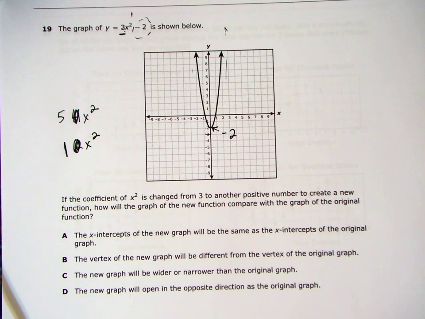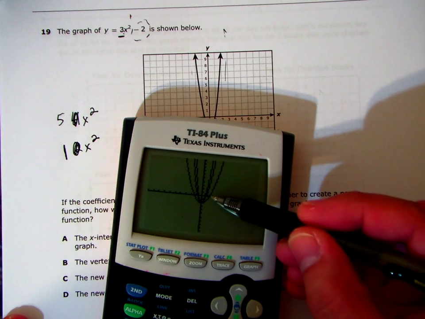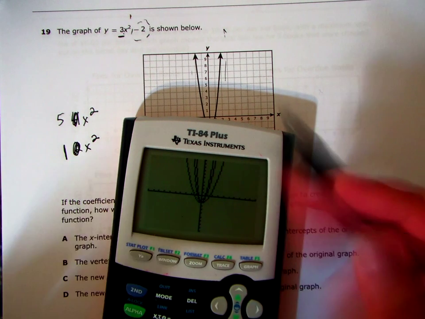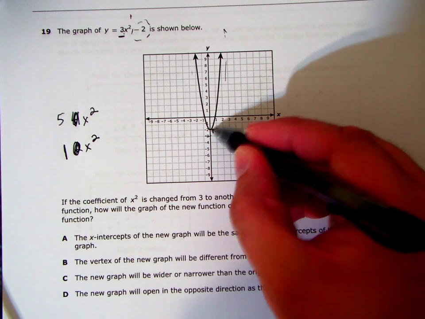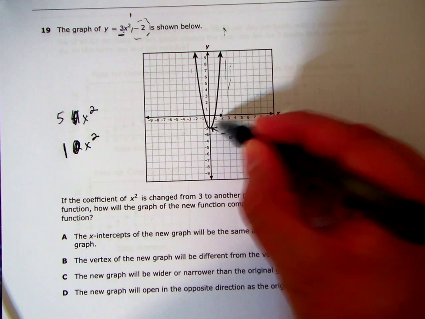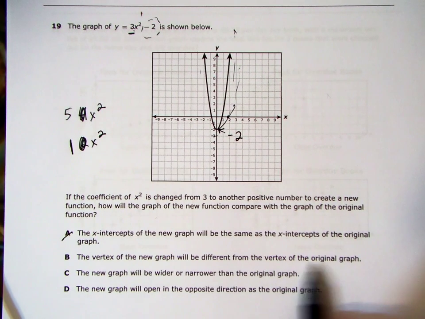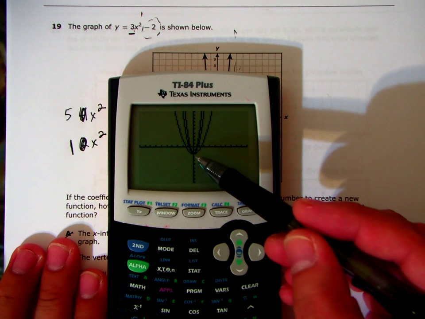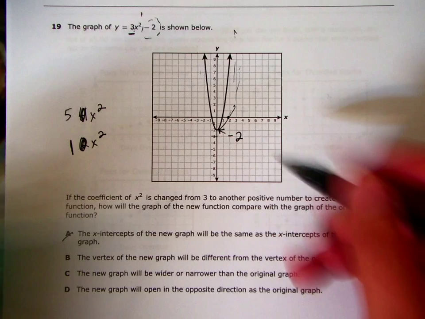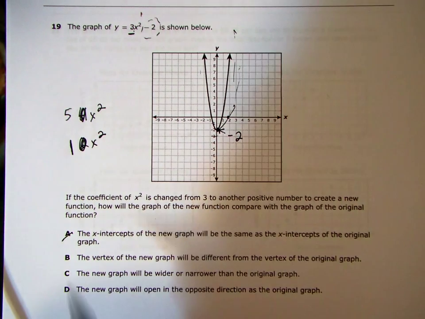It says the x-intercepts of the new graph will be the same. No. Because look carefully. You see how here the x-intercept gets different? When it opens up and it gets narrower, it's going to be more this way. So the x-intercepts are going to change. They're not going to stay the same. The vertex of the new graph will be different from the vertex. No. What did y'all notice? That the vertex stays the same. The vertex is always here. We don't change the vertex. We just change it if it's narrower, right? So it cannot be B.